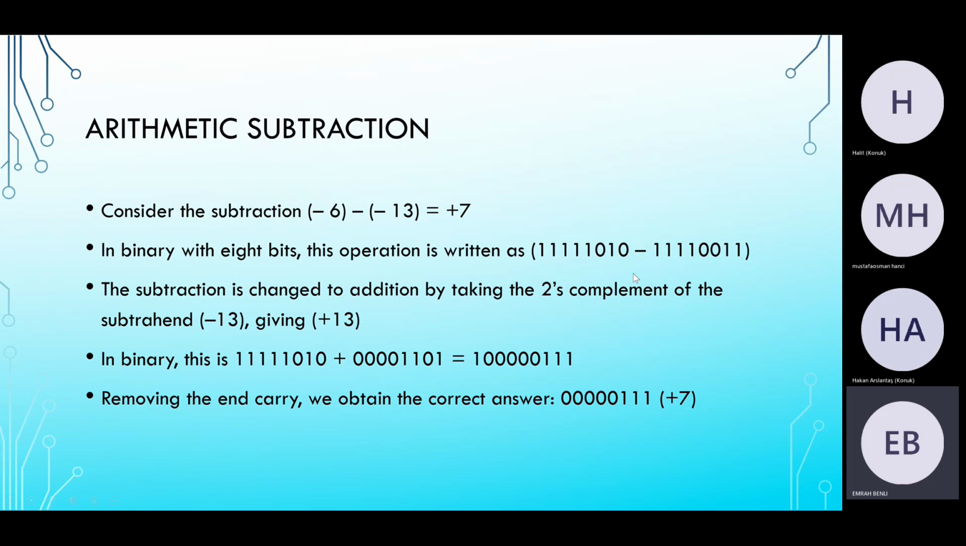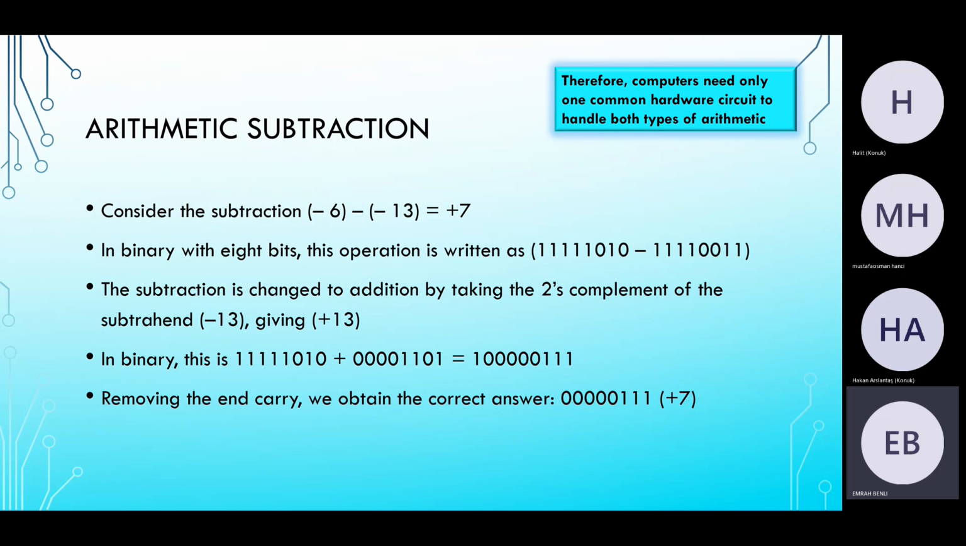We have to change the subtraction to addition by taking the 2's complement of this number. This is m, this is n. So the 2's complement of this number will be this. After the addition, we have this number here. Removing the end carry, that's the result of our addition, which is the answer to this subtraction. We have an extra digit here, and the remaining part is our plus 7.